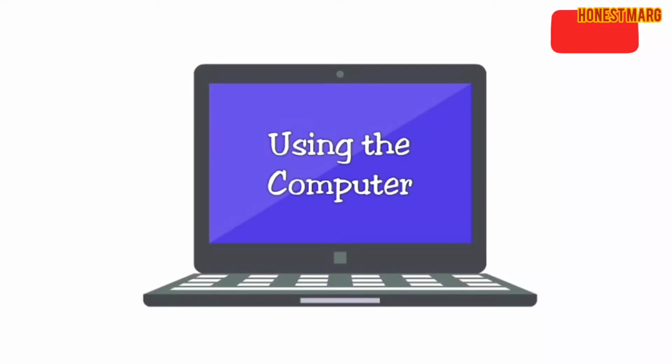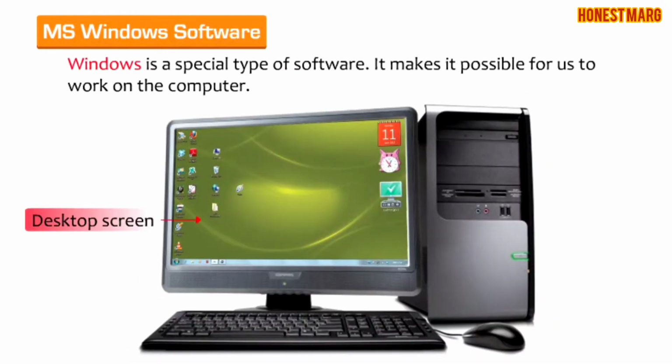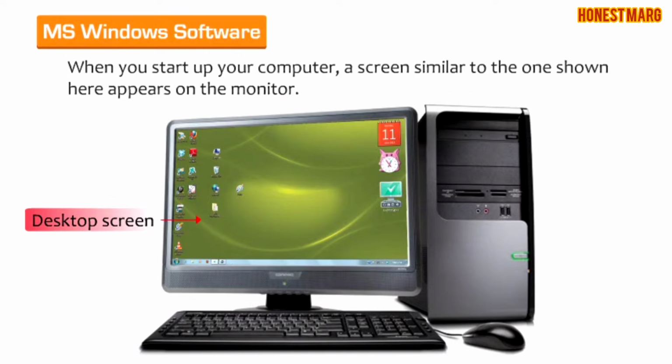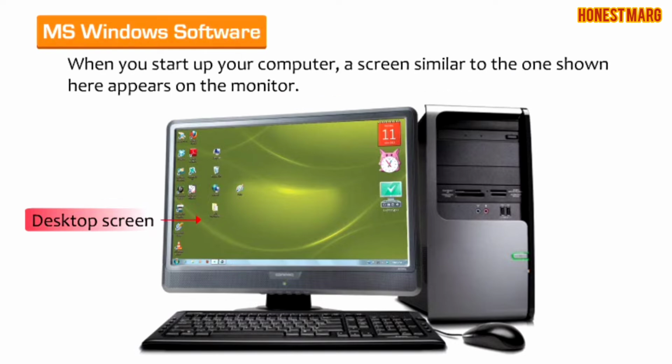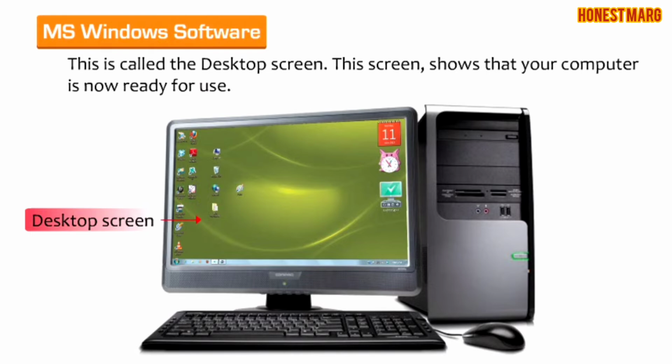Chapter 3. Using MS Windows software. Windows is a special type of software. It makes it possible for us to work on the computer. When you start up your computer, a screen similar to the one shown here appears on the monitor. This is called the desktop screen. This screen shows that your computer is now ready for use.